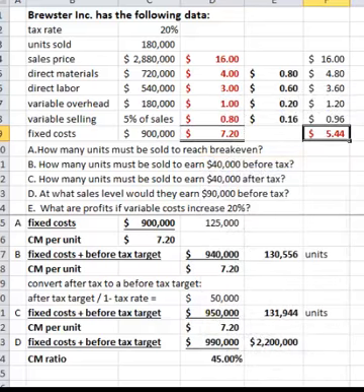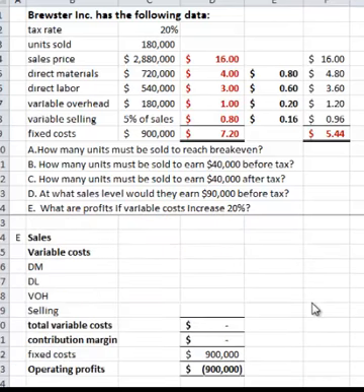So let's create a little contribution margin income statement. Here we go. I've created a line for each of my 4 variable costs. I put the fixed cost in here. So now the sales revenue is the $16 times the units.